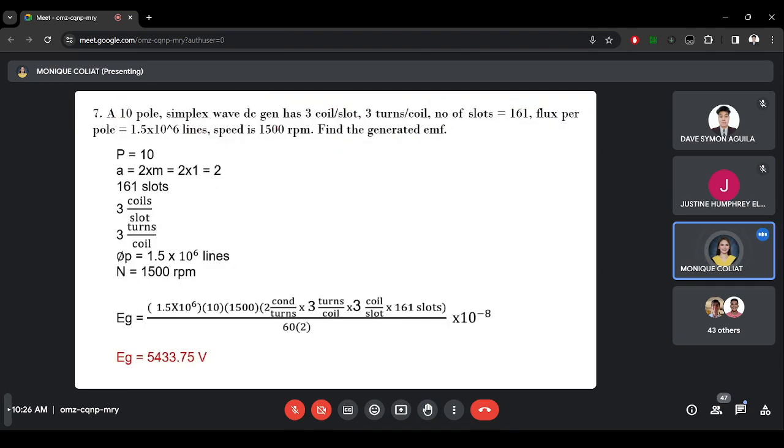Okay, so these are the given parameters. Let's try: what is the formula in getting the generated EMF?